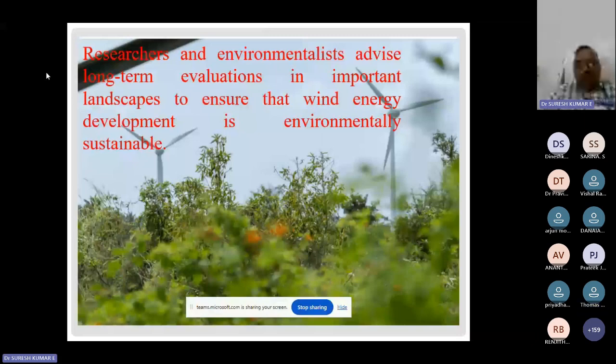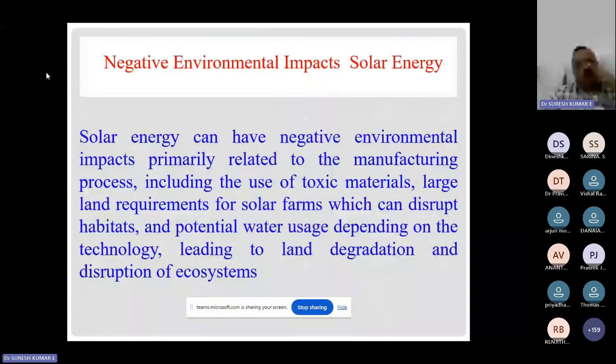Now, some negative impacts of solar energy. Previously, you have seen turbines. Now, we will see some negative impacts of solar energy. Solar energy can have negative environmental impacts, primarily related to the manufacturing process. First is manufacturing.